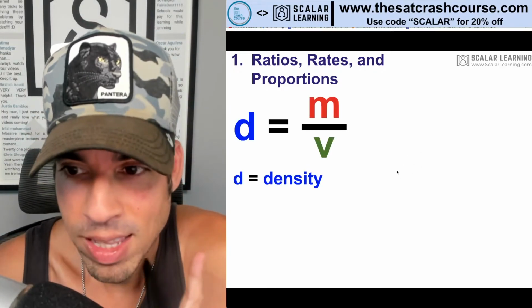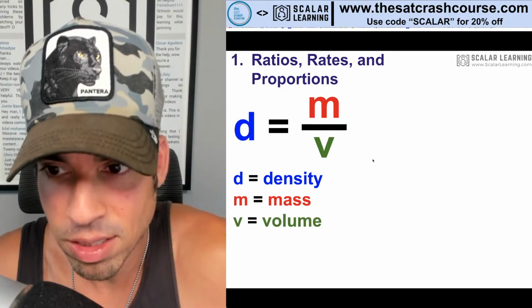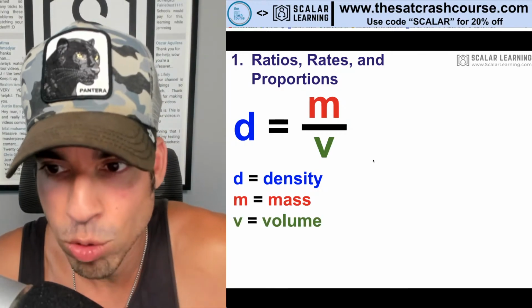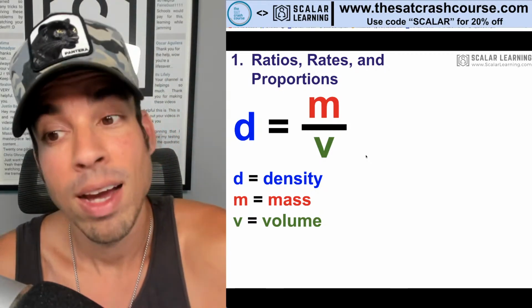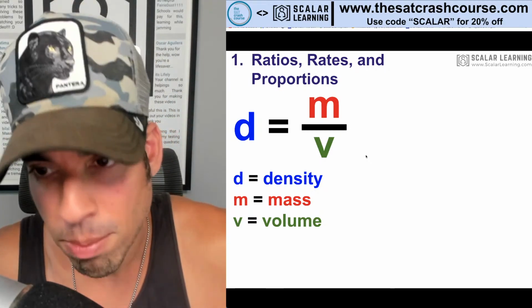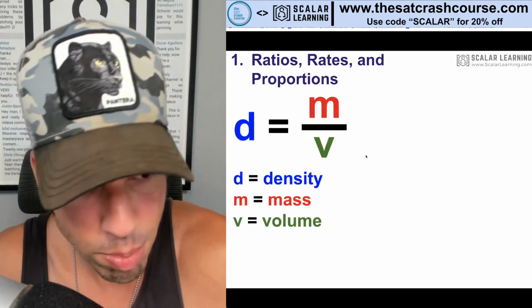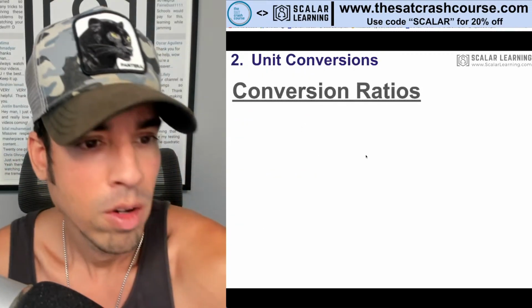This is a formula they keep testing on, at least on the practice test. So make sure you know density is equal to mass divided by volume because they don't provide it, but it seems to be popping up. I think it's going to show up on October. Could be wrong, but I would know this formula. Nice, simple, but I think it could be important.